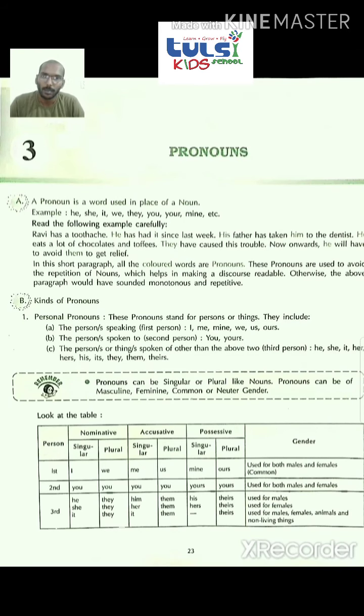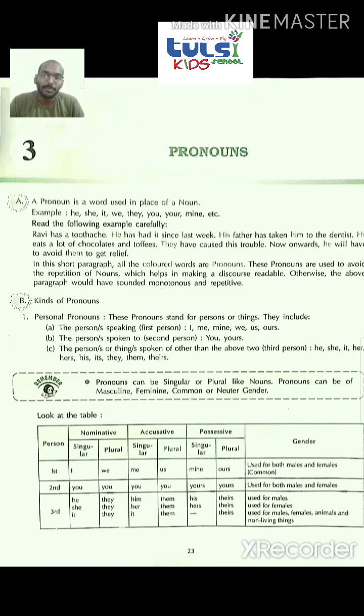What is a pronoun? A pronoun is a word used instead of a noun. It is used in place of a noun. So we already know what the pronouns are: he, she, it, they, I, we, you. These are the pronouns.